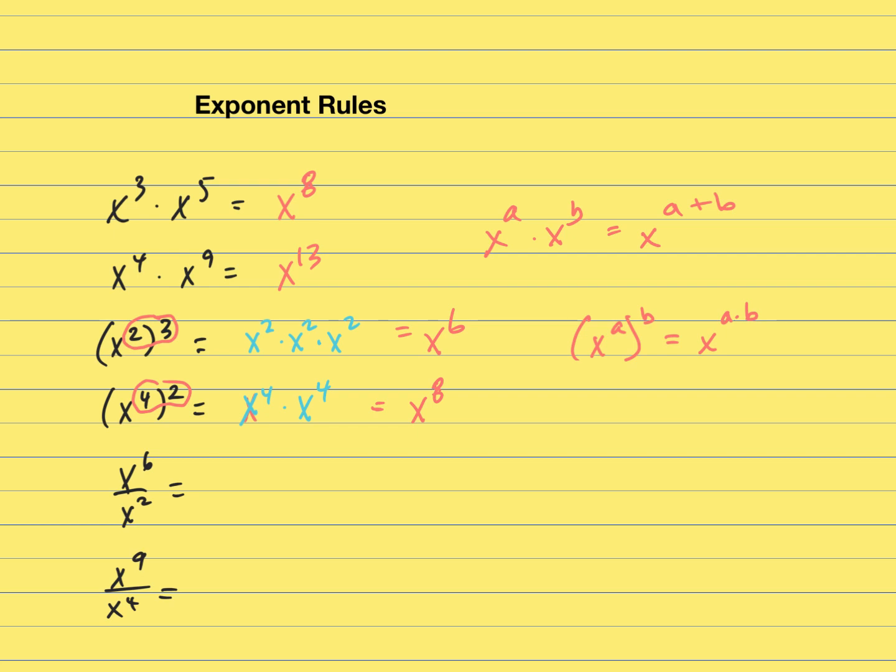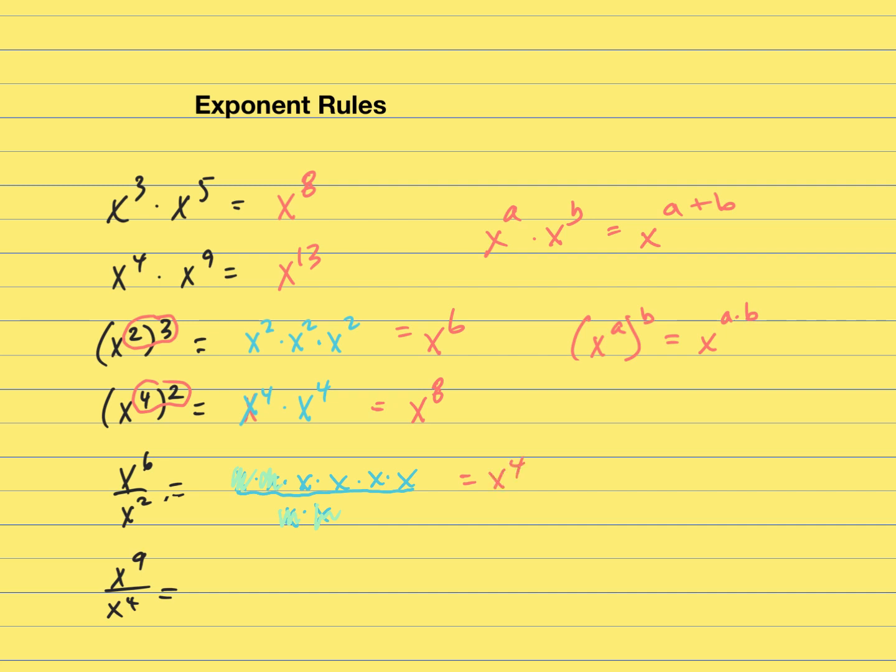Here we have 6 x's on the top, and we have 2 x's on the bottom. If I wrote that out, it would look like this. I have 6 x's all multiplied together, and on the bottom I have 2. And when I start dividing things out, I would say x divided by x is 1. X divided by x is 1, which means I have 4 left over.